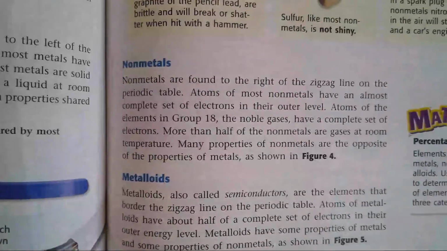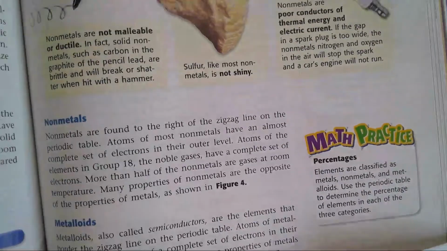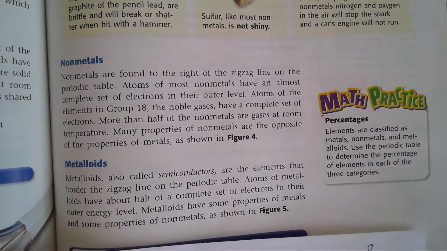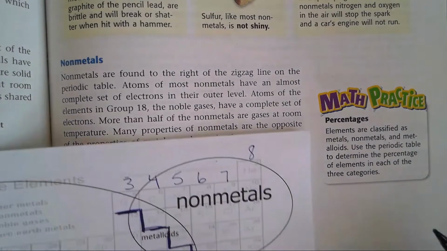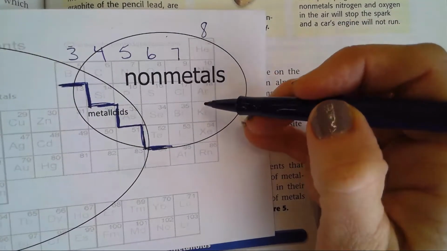Let's read about nonmetals. Nonmetals are found to the right of the zigzag line on the periodic table. Atoms of most nonmetals have an almost complete set of electrons in their outer level. Atoms of the elements in group 18, the noble gases, have a complete set of electrons. More than half of the nonmetals are gases at room temperature. Many properties of nonmetals are the opposite of the properties of the metals, as shown in Figure 4. So here is group 18. They have 8 valence electrons.